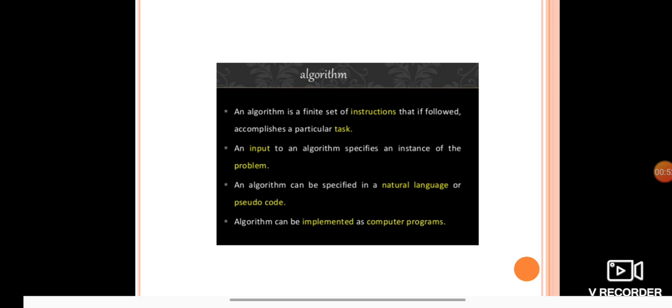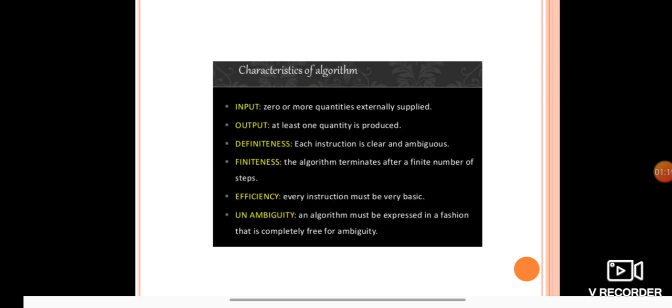An algorithm is a finite set of instructions that, if followed, accomplish a particular task. An input to an algorithm specifies an instance of the problem. An algorithm can be specified in a natural language or a pseudocode language. Algorithm can be implemented as a computer program.